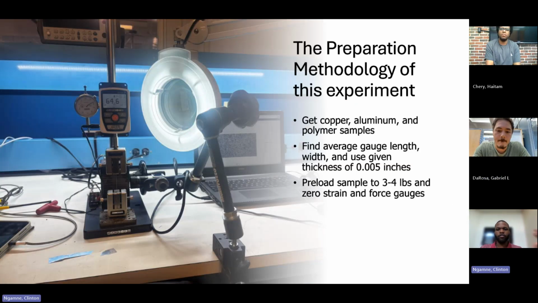To prepare for this experiment, we used three different material samples: copper, aluminum, and polymer. We measured the average gauge length and width, and we used a consistent thickness of 0.05 for all of the samples. Before we started recording, we preloaded each of the samples up to 3 pounds to remove any slack and zero out the strain.